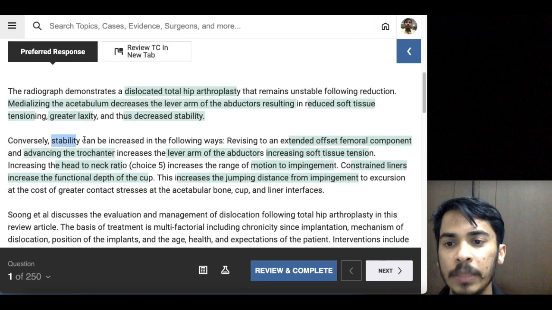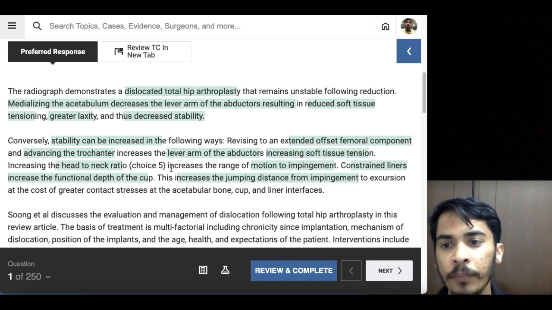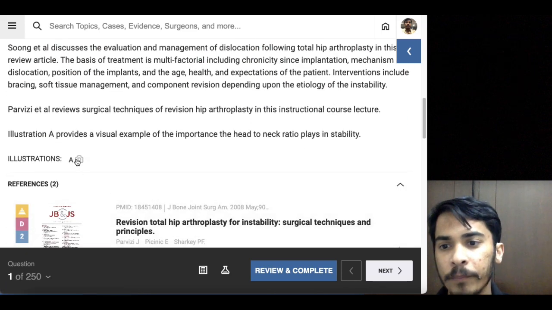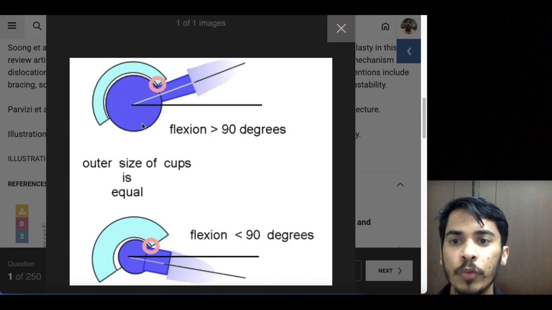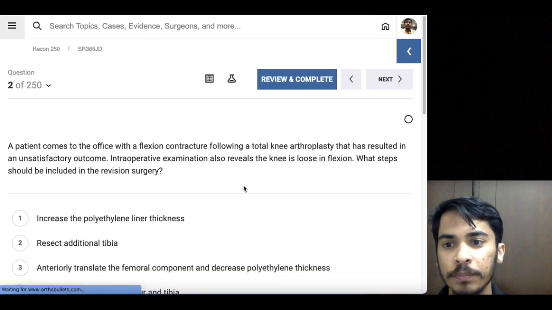So we have to know that the stability can be increased by following ways: increasing the offset, advancing the trochanter, which increases the lever arm of abductors, and increasing the soft tissue tension, and increasing head neck ratio increases the range of motion to impingement, and we can use constrained liners. It will increase the jump distance. So we can see that in this image, it's a larger head, it's a smaller head. So when the head neck ratio is increased, this jump distance markedly increases. So we can go to the next question.